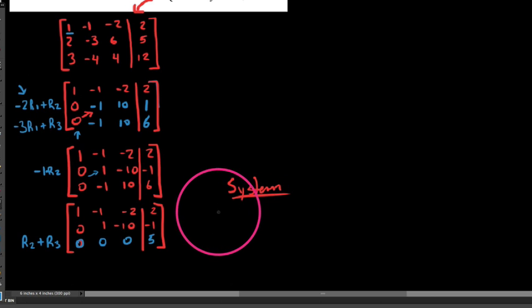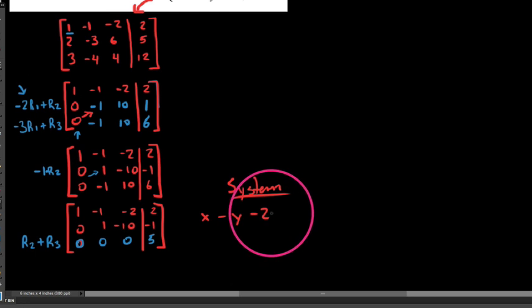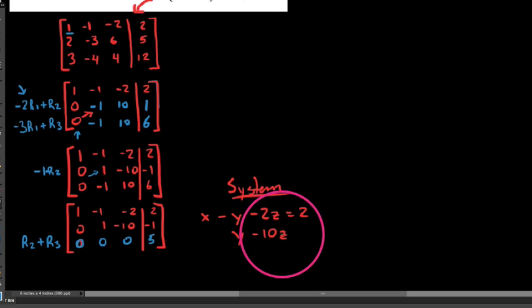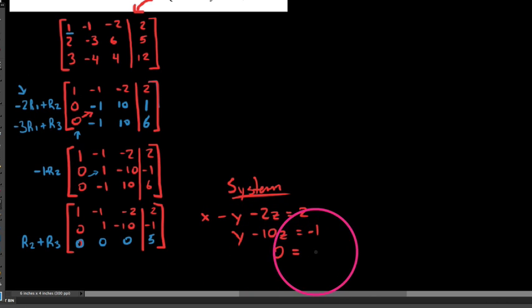It says that we have some system where we would say that this is x minus y minus 2z's is equal to 2 here in our first row. Our second row would say 0 x's plus a single y minus 10 z's would be equal to negative 1. And then our final equation would say nothing on the left side, 0 really, is equal to 5.